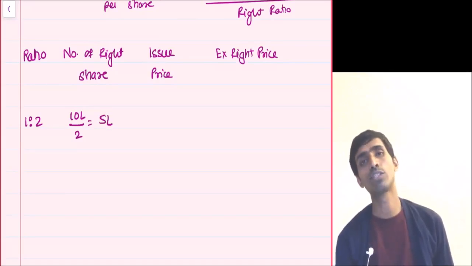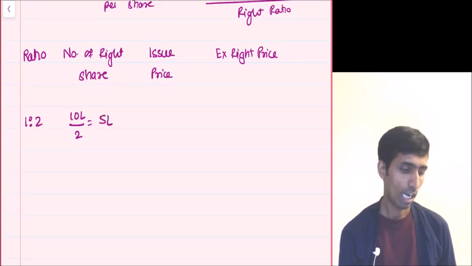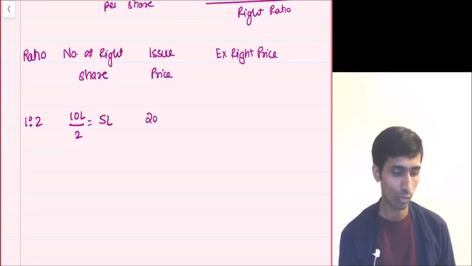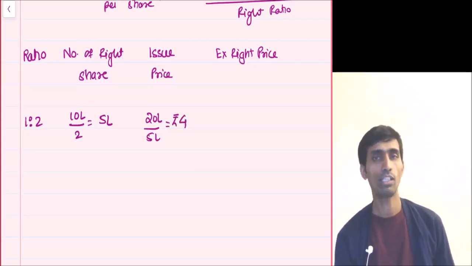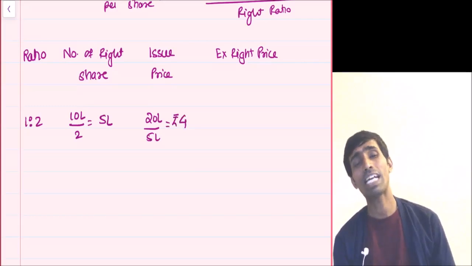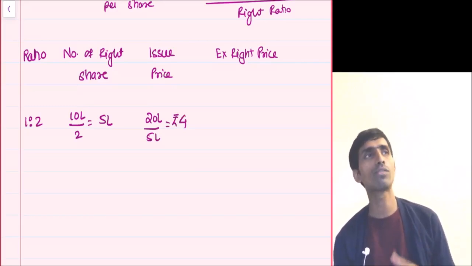How many shares will you issue? 5 lakh shares. How will I calculate the issue price? I want to raise 20 lakhs divided by 5 lakh shares, so per share should be issued at 4 rupees. Please understand, 20 lakhs I have to raise, 5 lakh shares I am going to issue, so per share is 4 rupees.